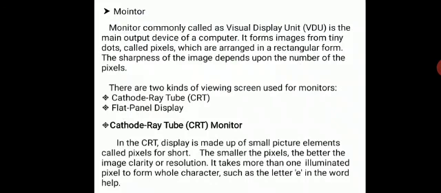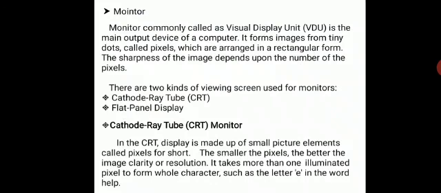First one, monitor. Monitor is commonly used as VDU. VDU in the sense visual display unit. Visual in the sense scene or one picture. Display in the sense showing the images or scenes on the unit. It is the main output device of a computer.